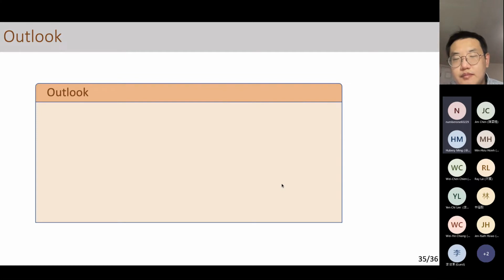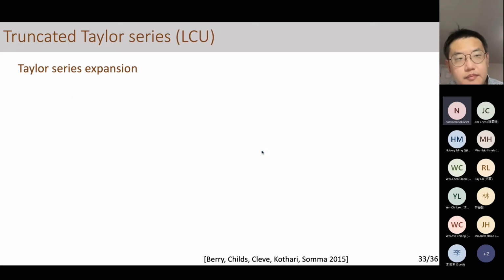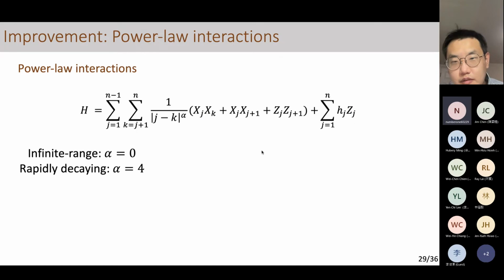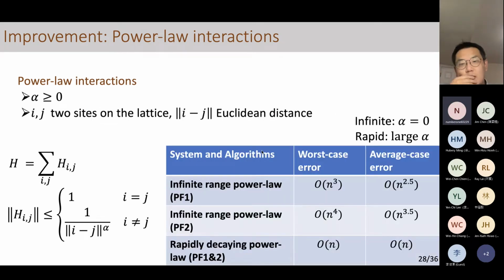Yes, I have one question. In one of the slides, you say that when you consider the rapidly decaying power-law interaction, the average case error and worst case error both have the order of n. So can I get some intuition, like what kind of Hamiltonian system can have the improvement when we consider the average case error? Yeah, here in this asymptotic scaling, they are both O(n).